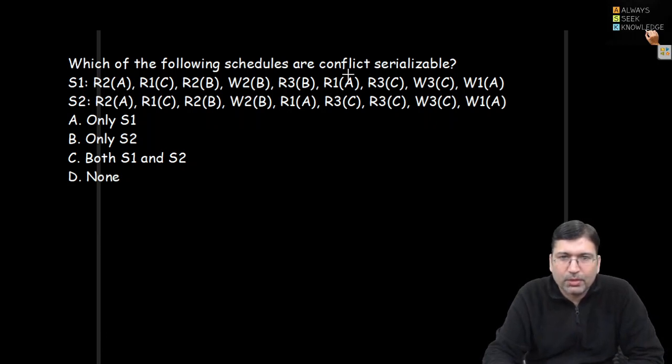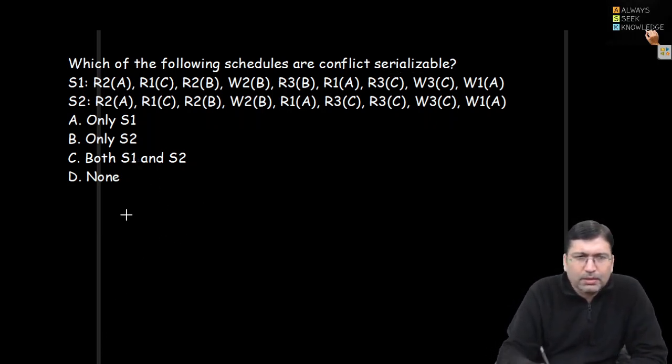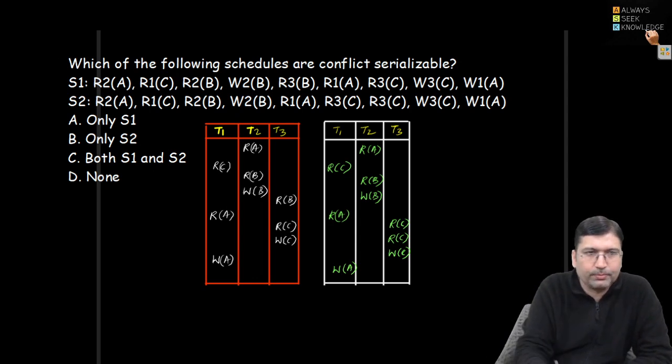Which of the following schedules are conflict serializable? Again you check, it is very easy. The schedules are given like R2, R1, R3. There are three transactions, right? So let me draw the sequence. This schedule I have drawn for S1, and this representation is for the S2 schedule. You can verify how I have written this.